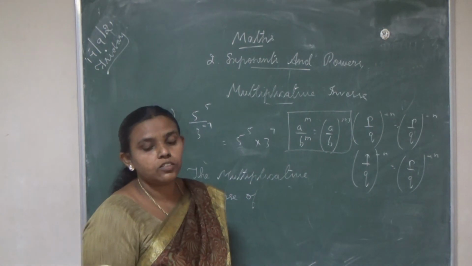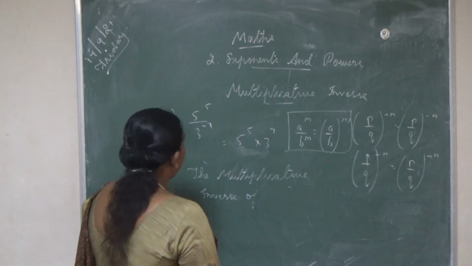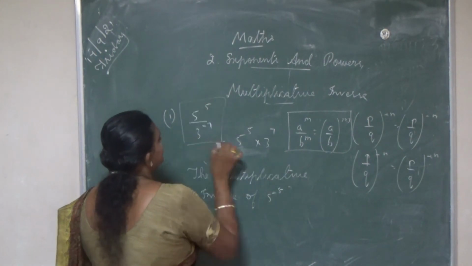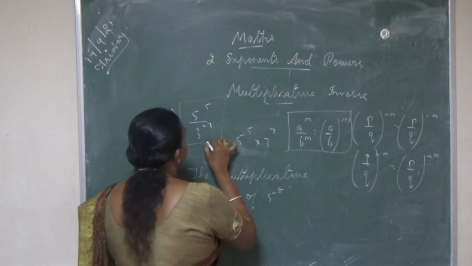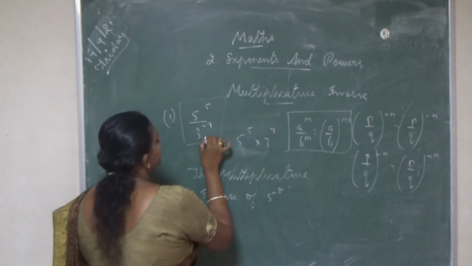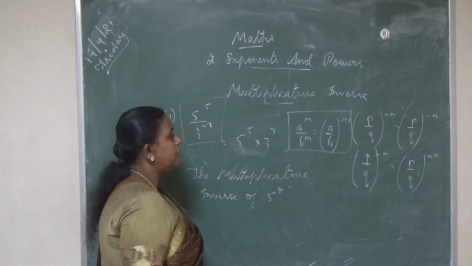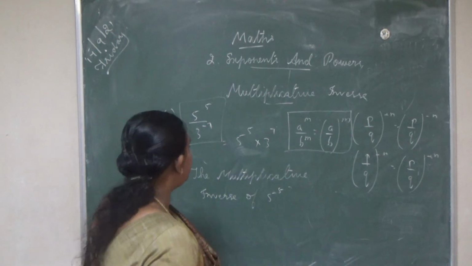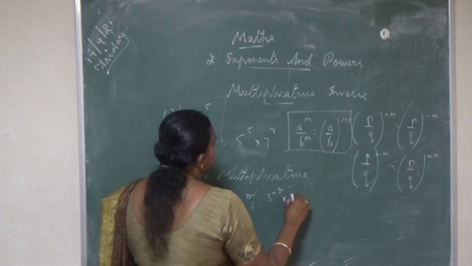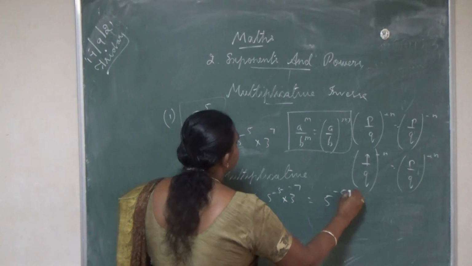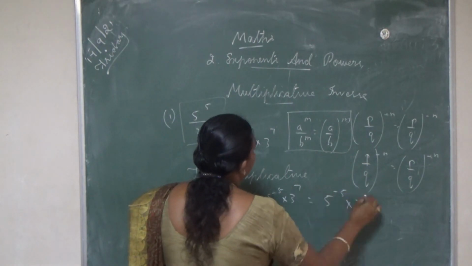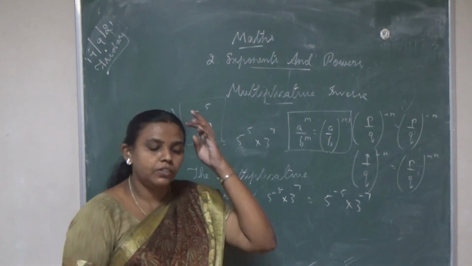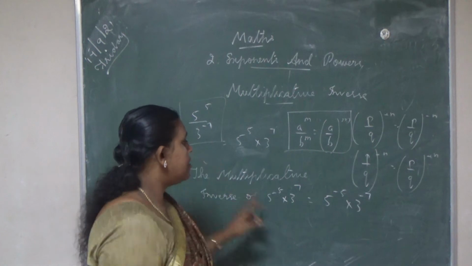So now what is the negative value? The multiplicative inverse of 5 power 5. I change this to this. 1 by a power minus m is equal to a power m. I said you know this. So I wrote 5 power 5 into 3 power 7. So the answer is 5 power minus 5 into 3 power minus 7.